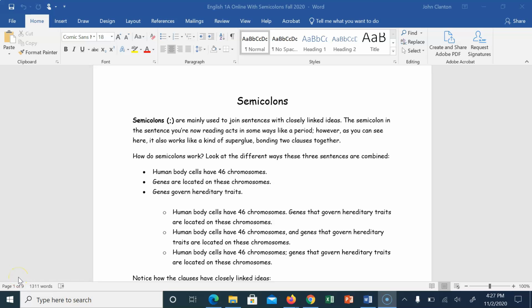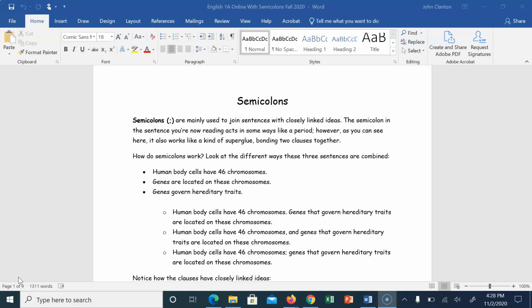Hi class, so this week we're going to talk about semicolons. I think a lot of people are confused with what they are and what they are used for. I think the number one thing you need to remember is that semicolons are used in the same way as periods are. So in other words, they are a terminal punctuation used to join two complete sentences together. As long as you remember that, I think that will help with preventing you from making some of the errors that I've been seeing.